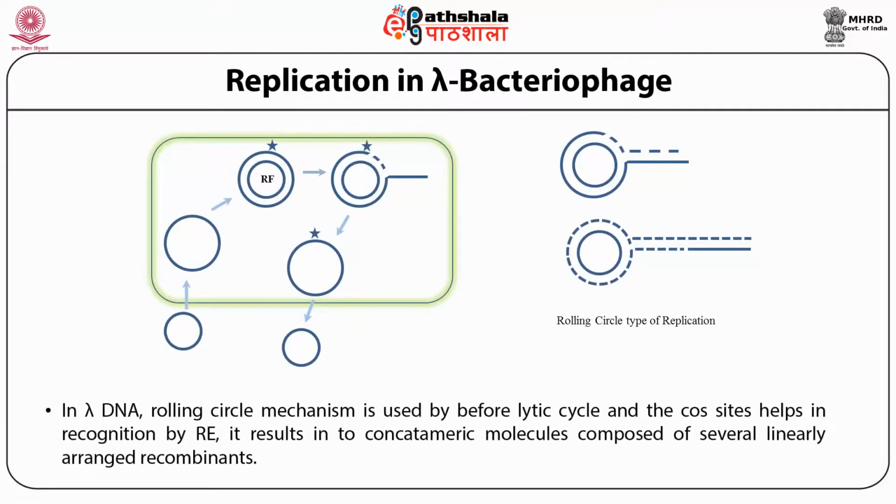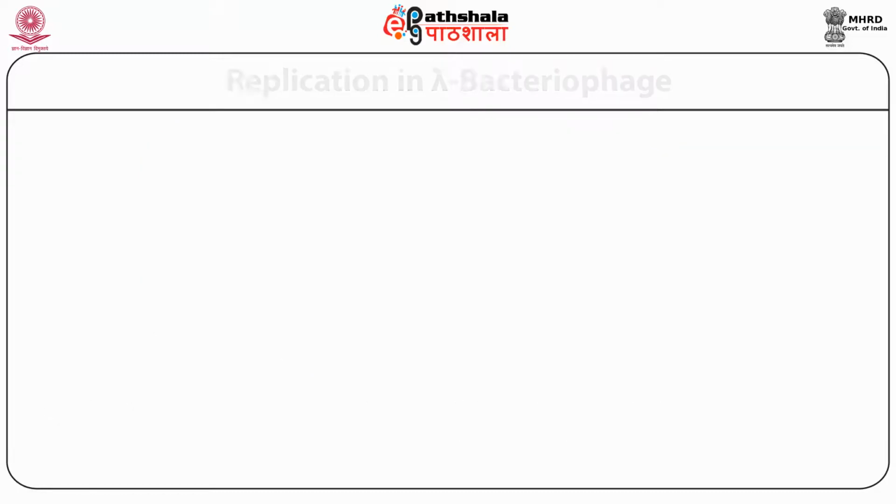In lambda DNA, the rolling circle mechanism is used before the lytic cycle, and the cos site helps in recognition by RE, that is, recognition elements. It results in a concatameric molecule composed of several linearly arranged recombinants having several cos sites.